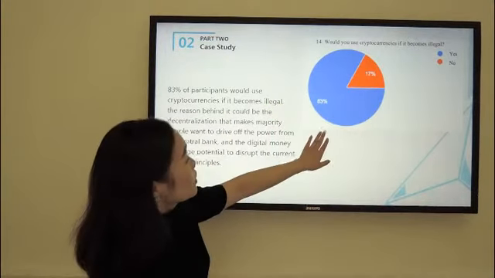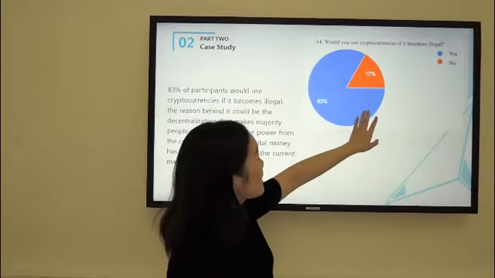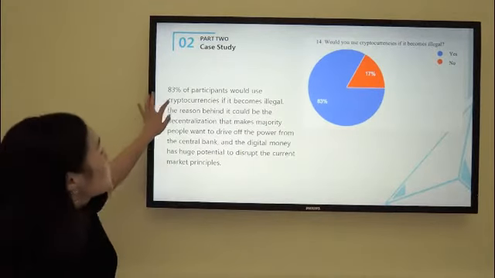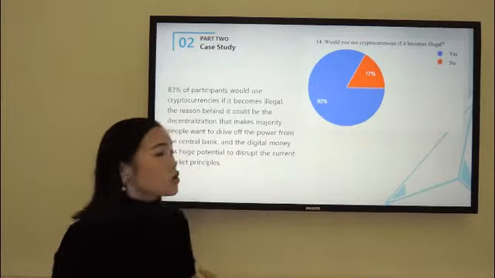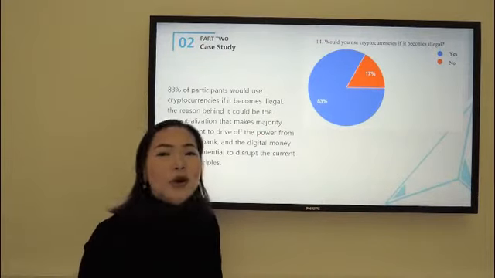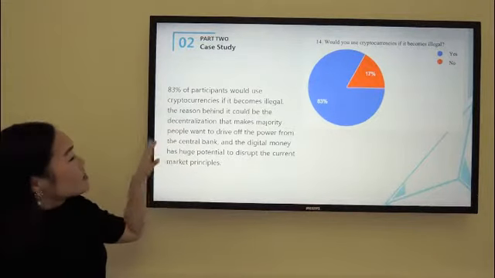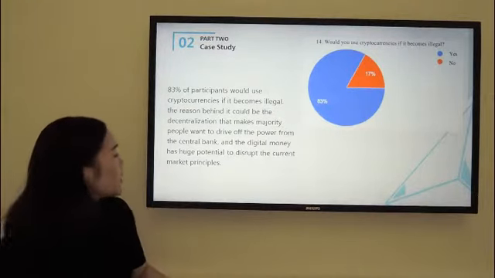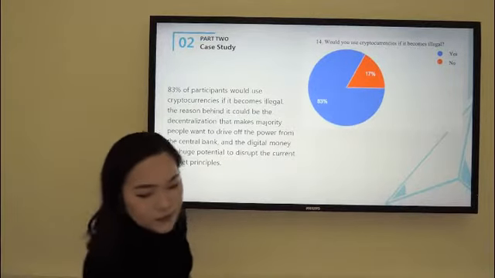And also from this chart, we're able to see the question: would you use cryptocurrency if it becomes illegal? 83% of people say they would still use cryptocurrency if it becomes illegal. So basically, the author did further research on the reason behind it. He stated the reason why 83% of people would still use Bitcoin or cryptocurrency if it becomes illegal is the decentralized system, which makes the majority of people want to drive power away from the central bank. And digital money has huge potential to disrupt current market principles.